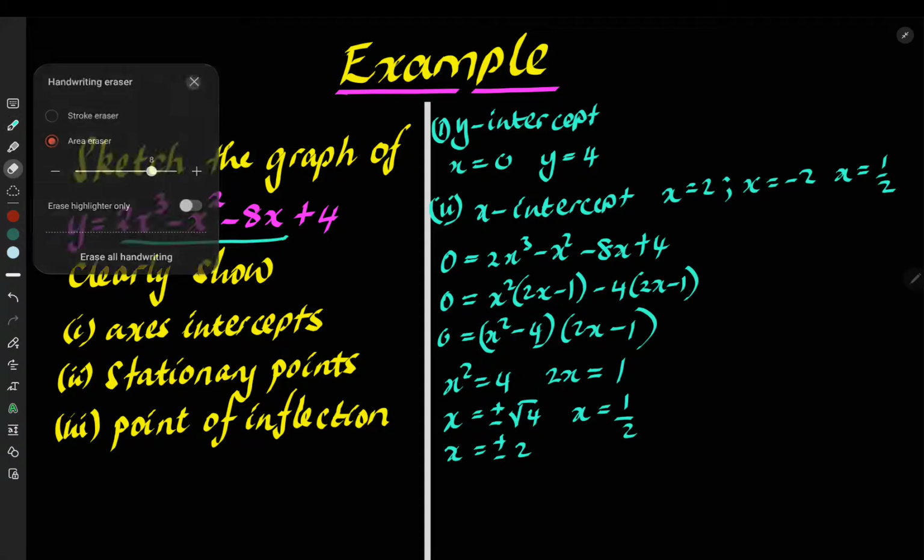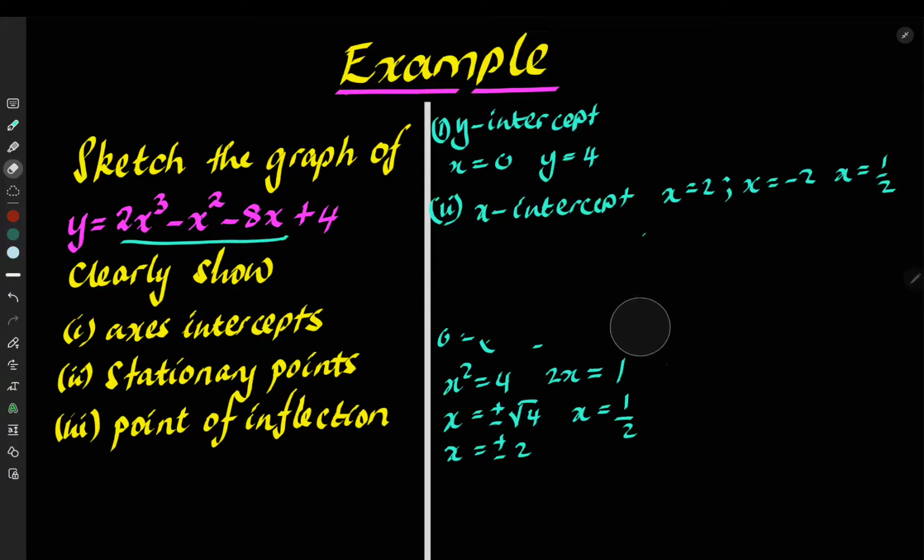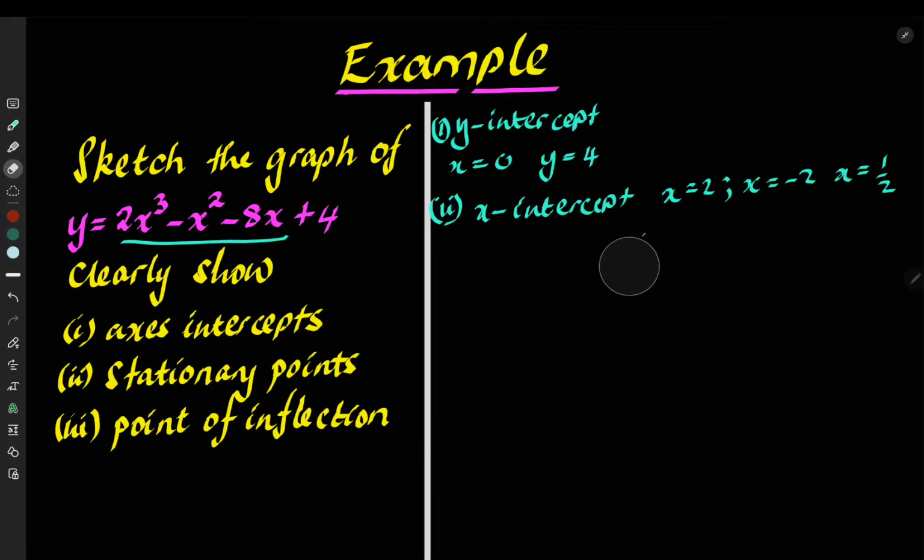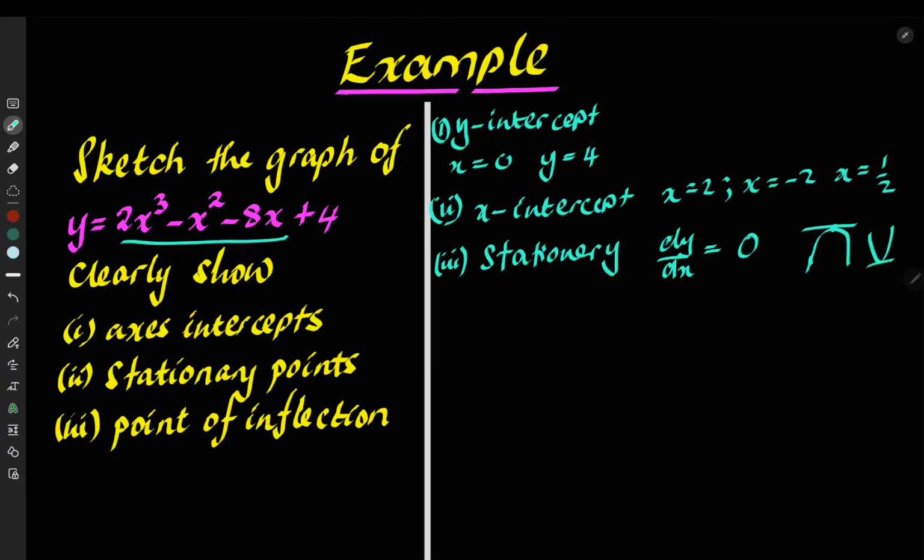Now let's delete here and create some space to determine the maximum and the minimum point, which are the turning points, and lastly, the point of inflection. The other thing that you need before you sketch this graph are the stationary points. These are the maximum and the minimum point, or the turning points. One thing that you need to know: at the stationary points, dy/dx, which is the first derivative, will be equal to 0. At the maximum point the first derivative is 0, and at the minimum point, again, the first derivative is 0.